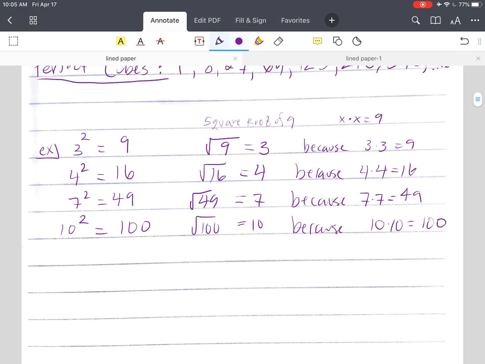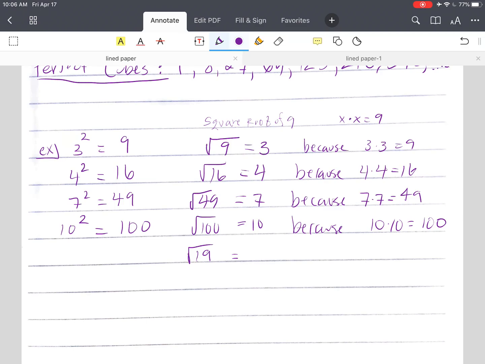Now, let me push your thinking right now, okay? What do you think the square root of 19 is? What number, right? We're thinking of a number that times itself equals 19. You see how it's a little bit difficult now? I think some of you might be thinking, well, I think it's a decimal. And you're right. It is going to be a decimal.